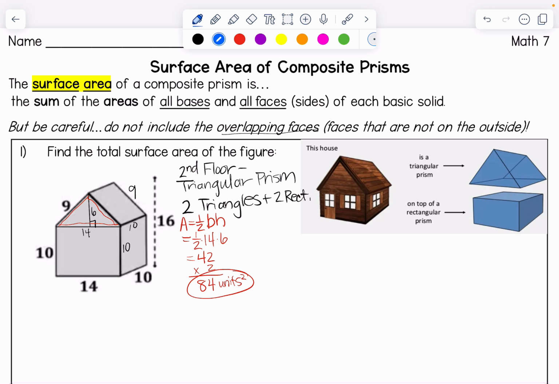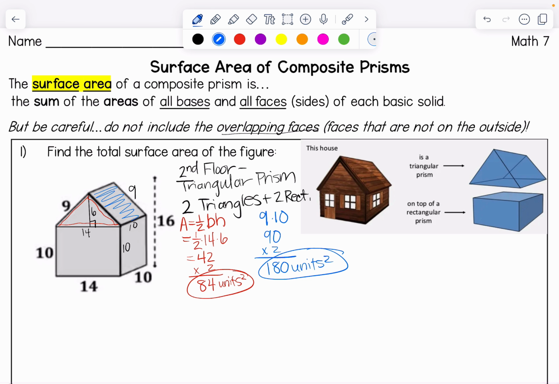Now I'm going to look at the rectangular parts of that triangular prism, kind of like the roof. So I have 2 rectangles. They're going to be equal on this particular problem. I'm going to do 9 times 10, which gives me the length and the width of the rectangle. So 9 times 10 is 90. Both sides of my roof are going to have that same area, so I can double that and get 180 units squared. So right now I have the roof done.